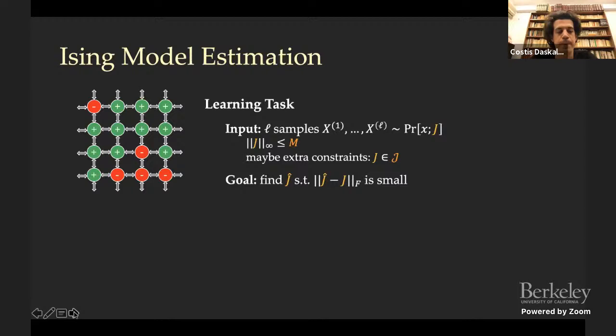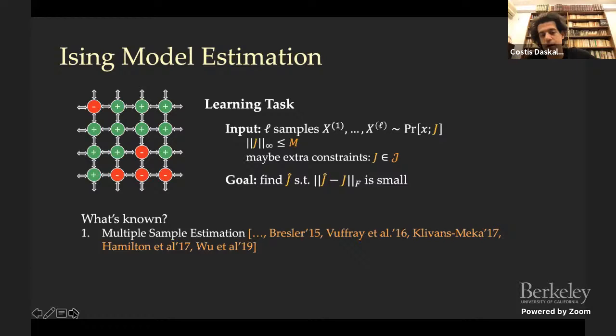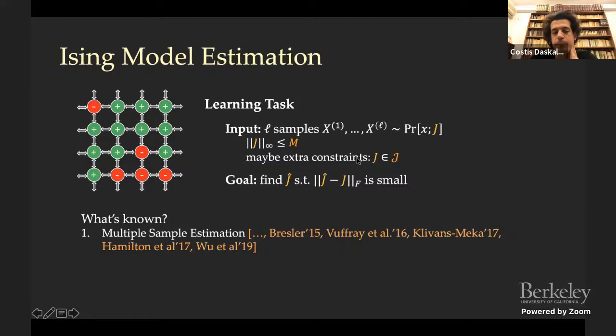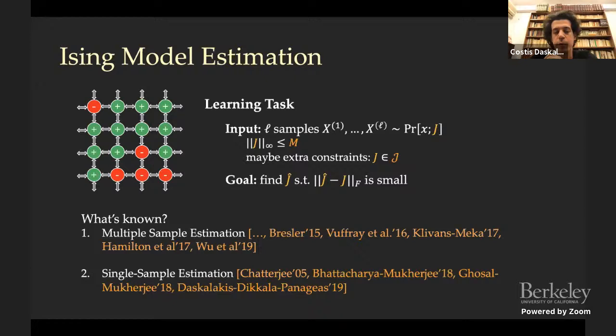So what do we know about this learning problem? As I've mentioned, there has been a long line of research on this topic in machine learning and other fields, and there has also been a renaissance of algorithms in TCS studying this problem and even more general problems. This focuses on the case where L is polynomial in the size of the network. There's also a separate strand of work in probability theory that targets single sample estimation of the Ising model, where L equals one. Of course, it's going to be very difficult to learn a general Ising model when L equals one. So this work has put some extra assumptions on the interaction matrix.